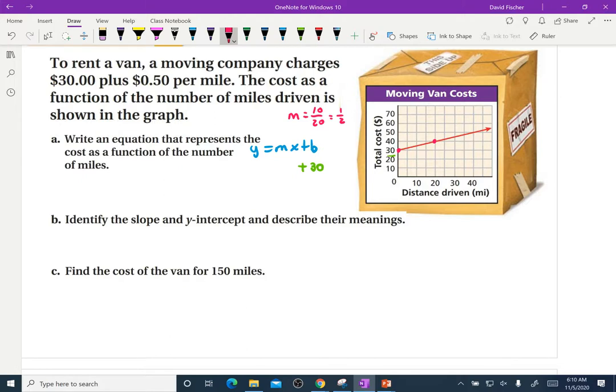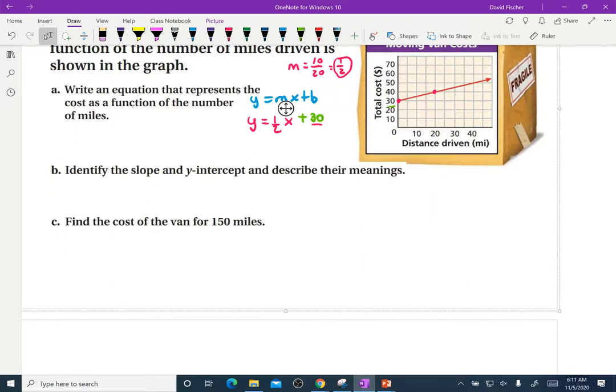Okay, now if you think about it, look at our problem up here. They said you're charging 30 bucks as you walk in the door. That's my y-intercept if I didn't have the graph. They said they're charging you 50 cents a mile. Isn't that the same as a half? Okay, so my equation is going to be 0.5 or 1/2 x, either one, plus 30. Now, this is the very important part. We've been working on this. Identify the slope. Our slope is a half.